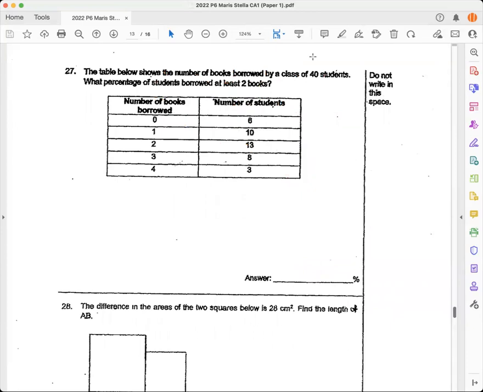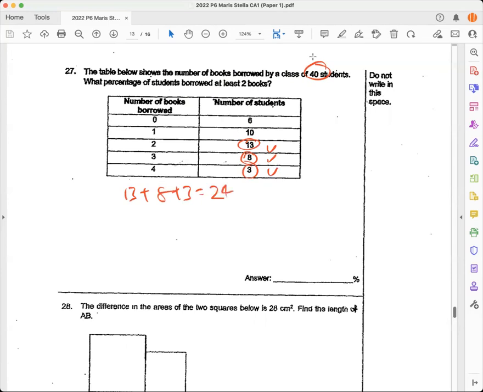So let's look at this. The table below shows the number of books borrowed by a class of 40 students. So there's a total of 40 students. The percentage of students who borrow at least 2 books. So at least 2 books means 2 or more. So these are the 2 or more. So the number of students that borrow 2 or more books will be 13 plus 8 plus 3, and that gives you 24.